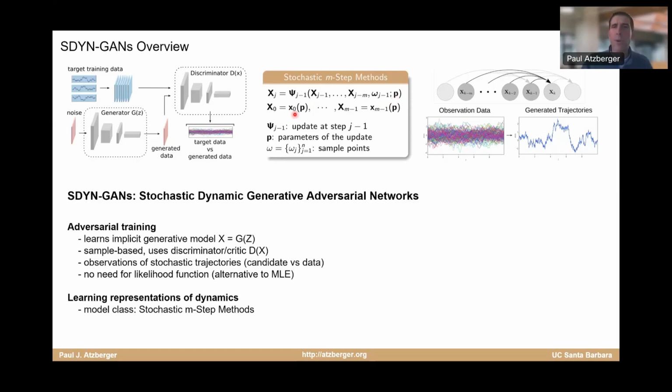I'll also allow the parameters to influence the initial conditions, or you could think of that as coming from some ensemble for the initial conditions of the system. That's the basic setup and the model class we're going to use for our implicit generators. This provides all kinds of ways to incorporate prior knowledge and physical principles. We can design all kinds of features into this update.